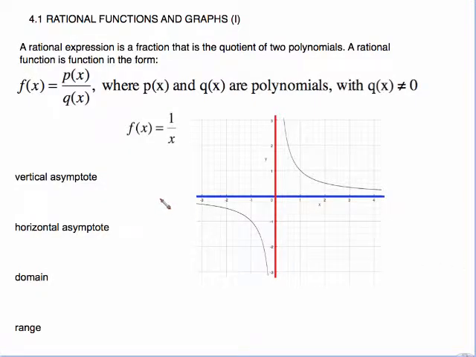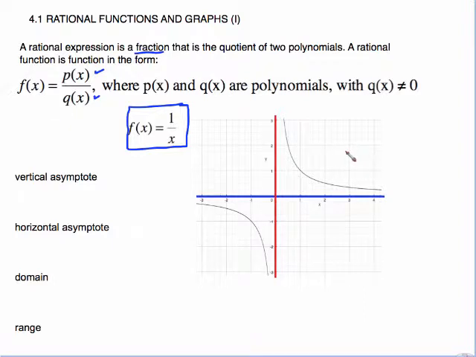This is Pre-Calc section 4.1, Rational Functions and Graphs. A rational expression is just a fraction that has a polynomial on the top and a polynomial on the bottom. Your most simple rational function is known as the reciprocal function, and it's the graph of y equals 1 over x shown over here on the right.